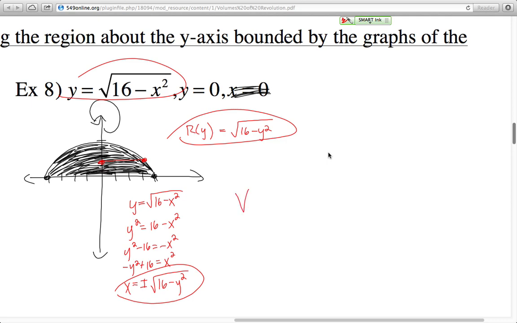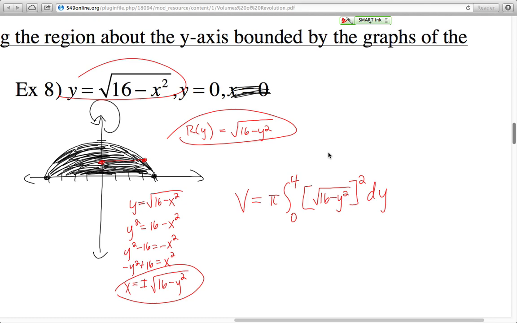So now we just go to the volume formula. What do we put out front? Pi. What's the limits of integration? Definitely 0 to 4. Then 16 minus y squared. Everything's in terms of y. And then you would just evaluate it.